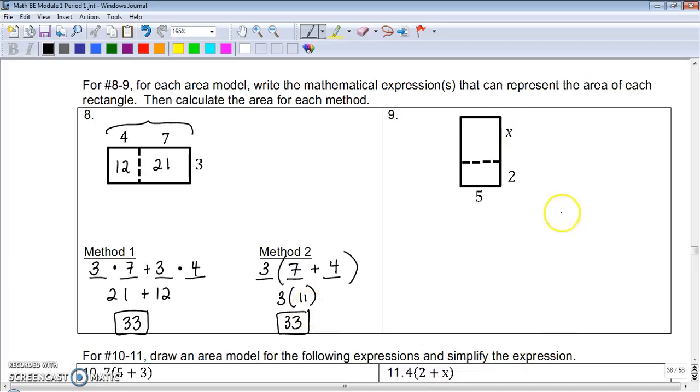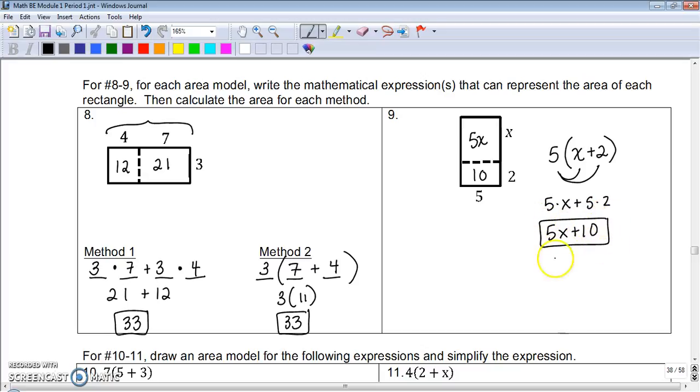Number 9 doesn't specify we have to do it 2 ways. I like to write the areas inside the picture. So 5 times 2 is 10, and 5 times x is 5x. And then let's see if we can build our expression. So we have 5 times x plus 2, or 2 plus x, distribute, and we get 5 times x plus 5 times 2, which is 5x plus 10. Remember that 10 plus 5x would also work.